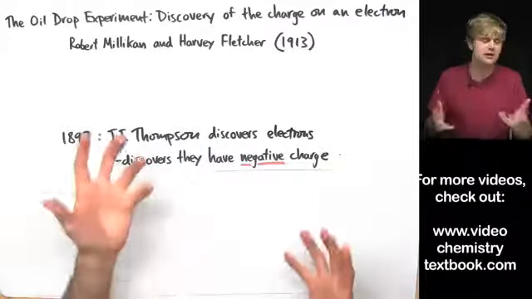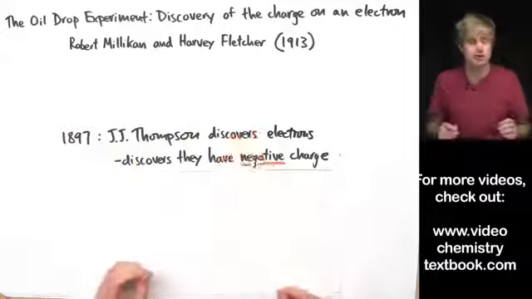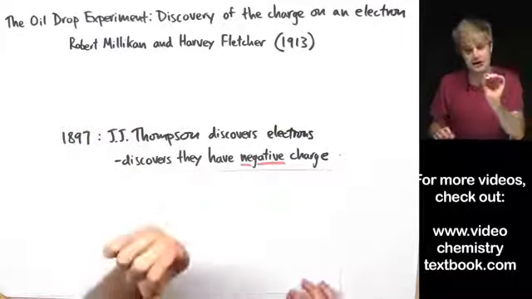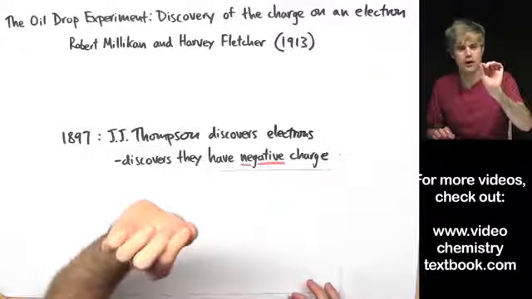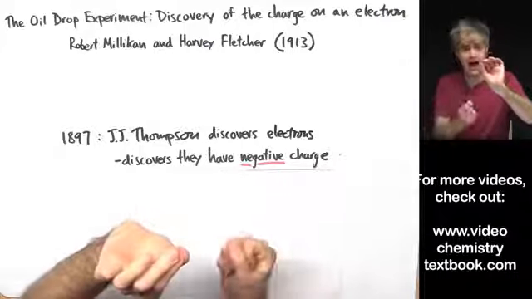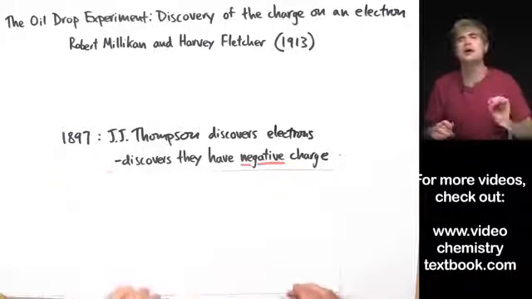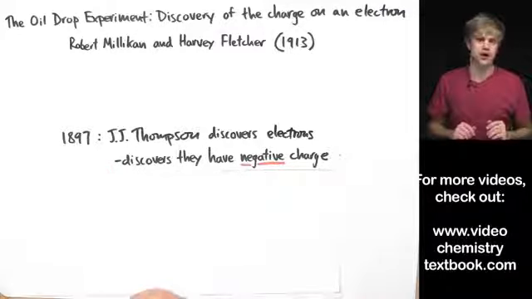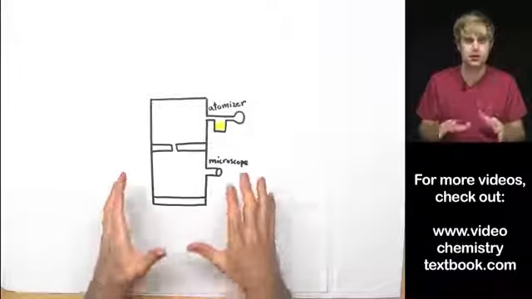This was a tricky thing to do, though, because you can't just take an atom, pull out an electron, and measure its charge. So what Millikan and Fletcher had to do is use a really clever technique. They used tiny drops of oil and balanced them floating in midair by using gravity and electricity. And believe it or not, using this technique, they were able to determine how much charge each electron had. Let's talk about how.